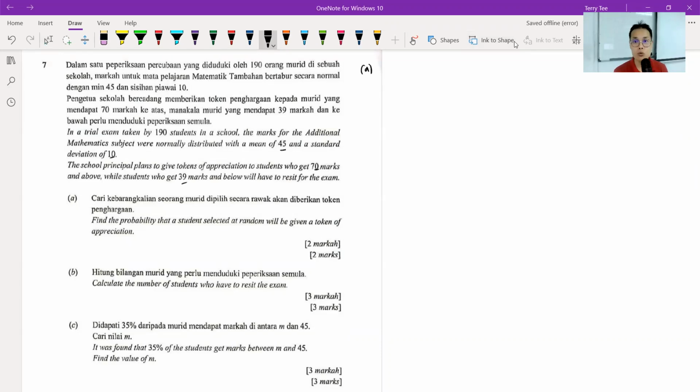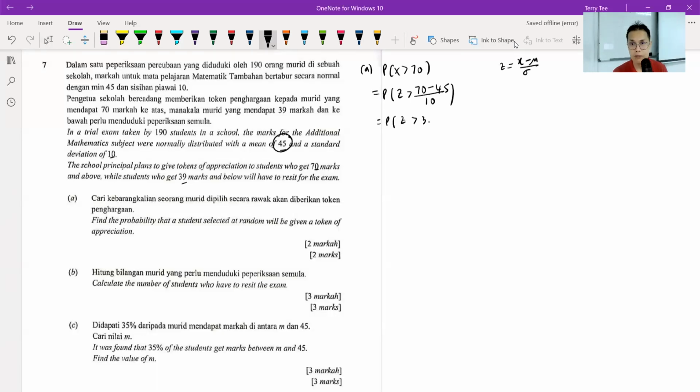So find the probability that a student selected randomly will be given a token of appreciation. So meaning the student must achieve a score of more than 70. So number one, we're going to standardize this. Remember the formula for standardization is x minus mu over sigma equals z. So here my x is 70, my mean or my mu is 45. The mean score is 45. Standard deviation is 10. So z must be more than 70 minus 45 divided by 10.